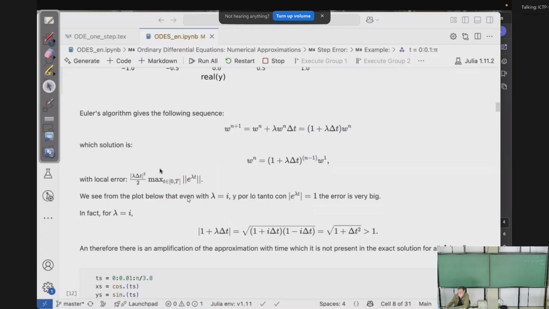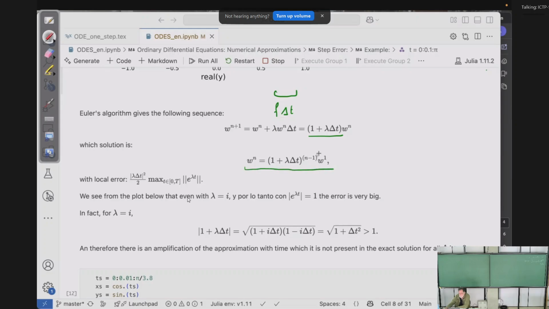So we now see this directly. Euler's algorithm gives you this. Here I'm just putting lambda delta t Wn. This was the f times delta t. So we get this in here. And this algorithm in particular we can integrate, say. So we can check that the solution of this is just this here.